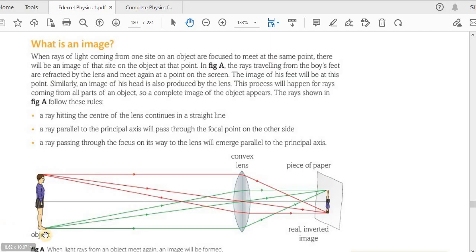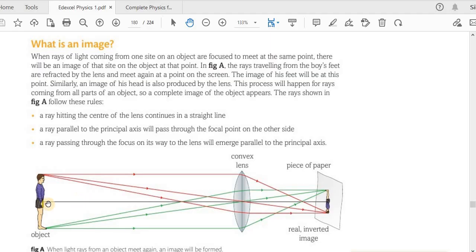Let's see. So the point on the object or the person is here, then the corresponding point will be there, because all these green lines are intersecting at that point. So they intersect here, or they start here, and they intersect at the corresponding point from the object. So here this is the feet, here also this will be the feet that it will be pointing at. So how do we draw this? We draw a line parallel to the principal axis.